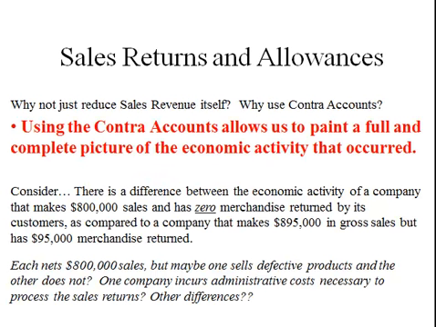Consider, there's a significant difference between the economic activity of a company that makes $800,000 in sales and has zero merchandise returned by its customers, as compared to a company that makes $895,000 in gross sales but has $95,000 merchandise returned. Each nets $800,000 in sales, but maybe one sells defective products and the other does not. One will incur administrative costs necessary to process the sales returns. Others will not have that cost. And there could be other differences. This information could be very useful and informative for financial statement users.